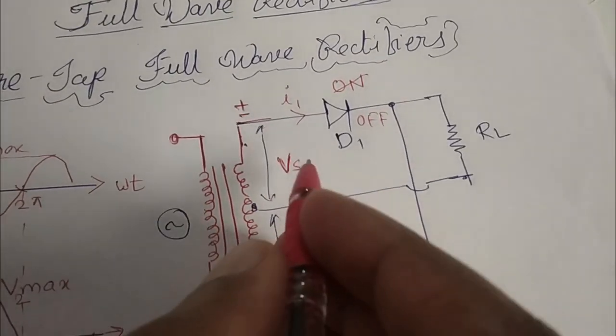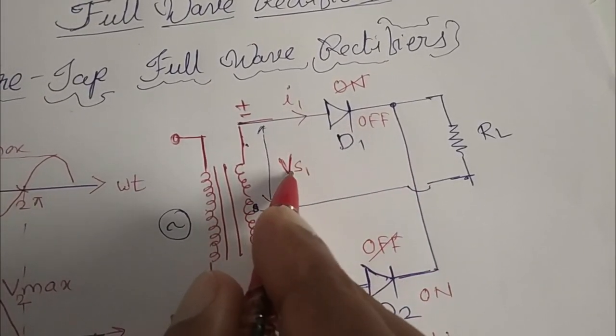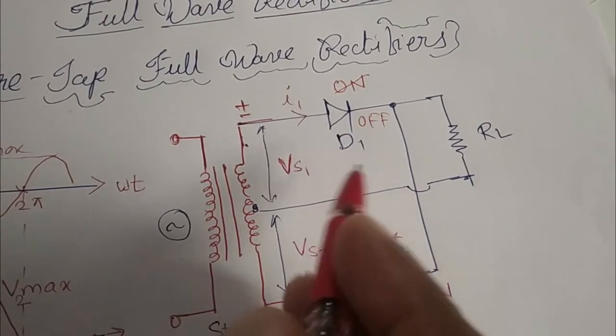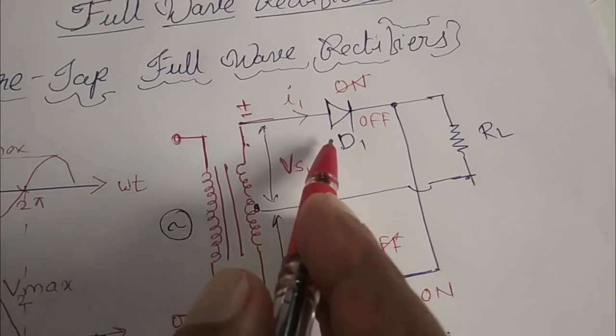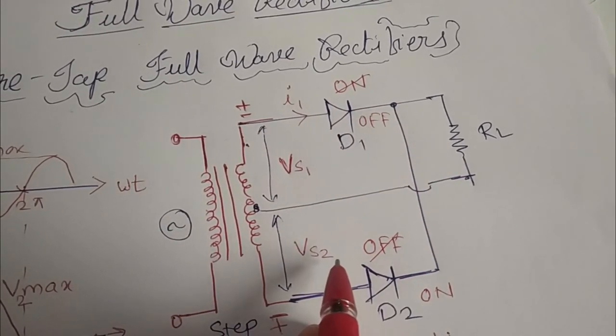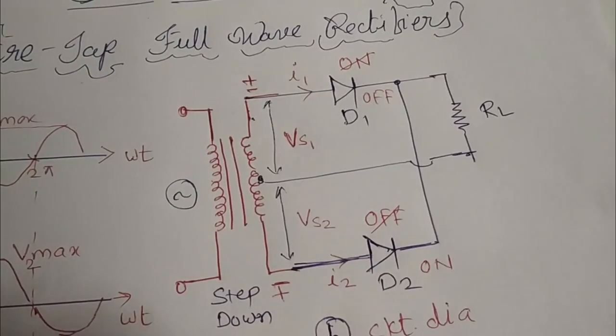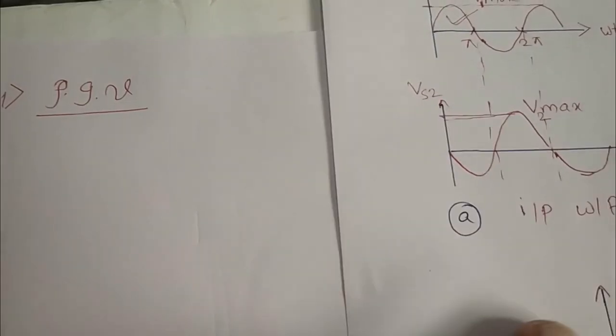PIV for the full wave rectifier center tap. Now here we can see in the diagram what is the maximum voltage at the output. There will be voltage due to Vs1 and there will be voltage due to Vs2. So here we will have one Vmax for D1 and there will be another Vmax due to Vs2. So we will get double voltage, two times. That will be the maximum voltage available in reverse bias at the output.